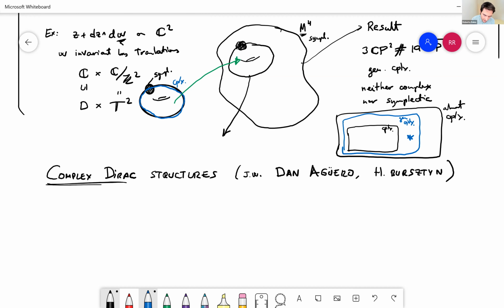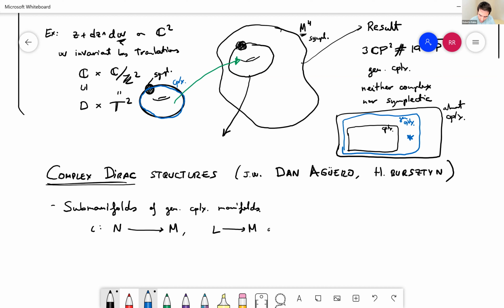So why all of a sudden may complex Dirac structures be of interest? I was saying before that we need the condition L intersection L bar equals 0. But when you want to look at submanifolds, something similar to what happened with symplectic structures, where a submanifold gets a pre-symplectic structure. When you look at submanifolds of generalized complex manifolds, they are not generalized complex anymore. If I have a submanifold N of M, and some generalized complex structure L_M, and now I do the pullback of this.